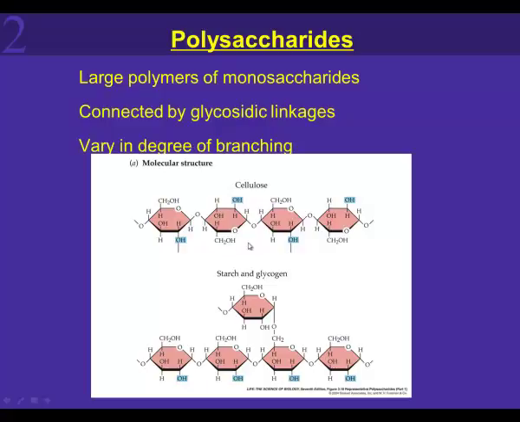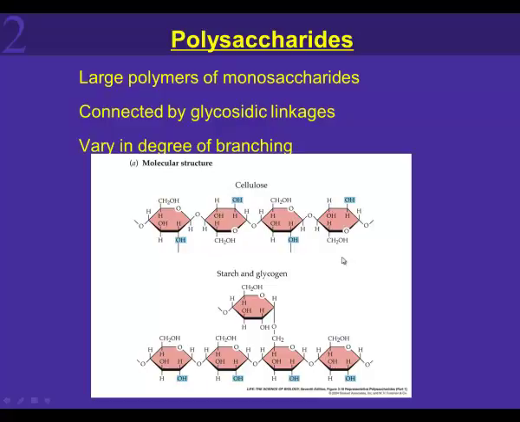Polysaccharides are formed in the method we just described. They are very large polymers of monosaccharides, connected by a special kind of covalent bond called a glycosidic linkage. They vary in their degree of branching, and this degree of branching has a lot of bearing upon their function in the cell. Remember, I did say that the structure and function of biological molecules are related. So let's take a look at this. But first, let me show you what I mean by branching.